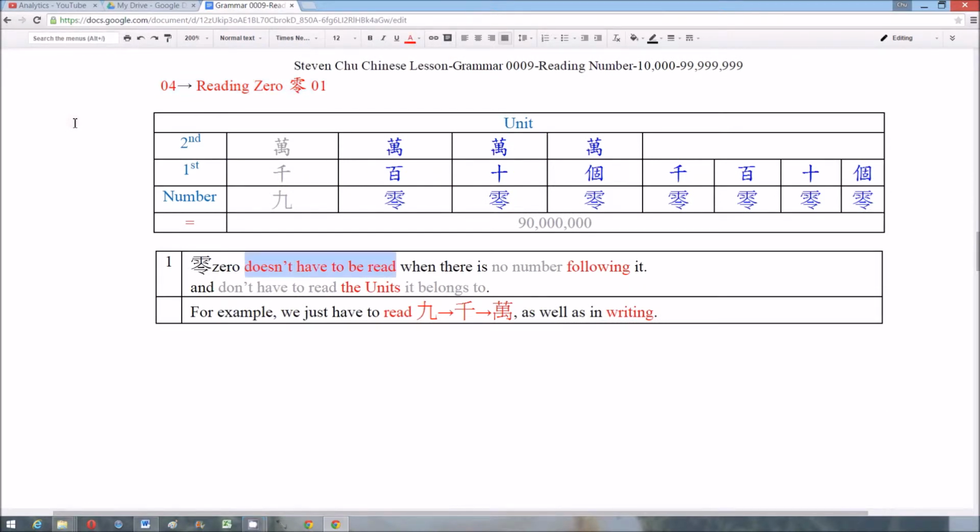Number 4. We don't have to read the 0 when there's no number following it, and we also don't have to read the unit it belongs to. We use 90 million as an example. It is read as 9千万. We don't have to read the zeros because there's no number following them. We also don't have to read the first and the second class units which the 0 belongs to.